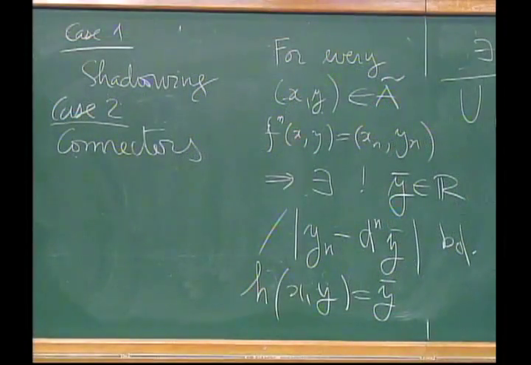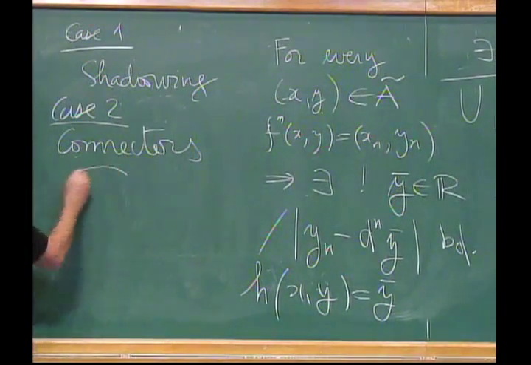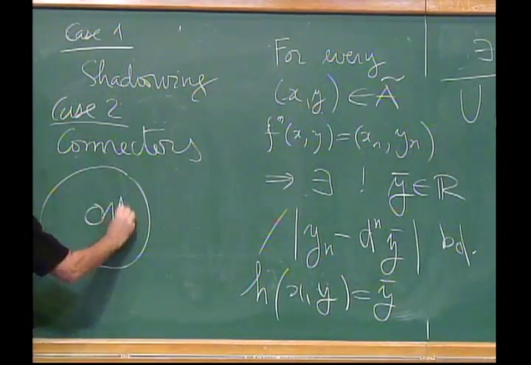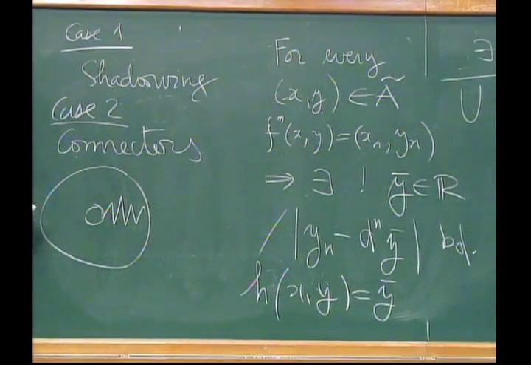A connector is a connected set that joins the boundaries, and is not trivial. Okay? A connector is something like that. It connects the boundaries of the annulus, and is not trivial, okay, and disconnected. So, if you have an invariant connector, then you have a semiconjugacy.